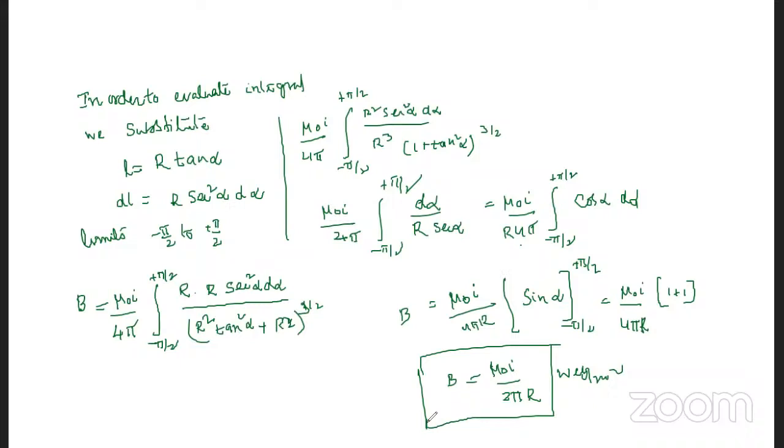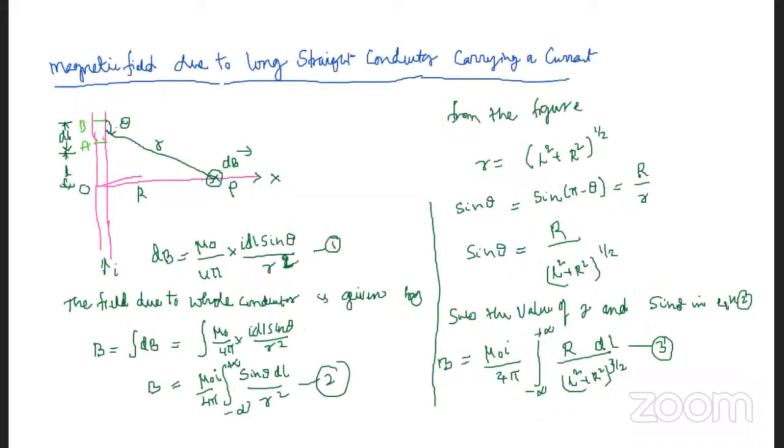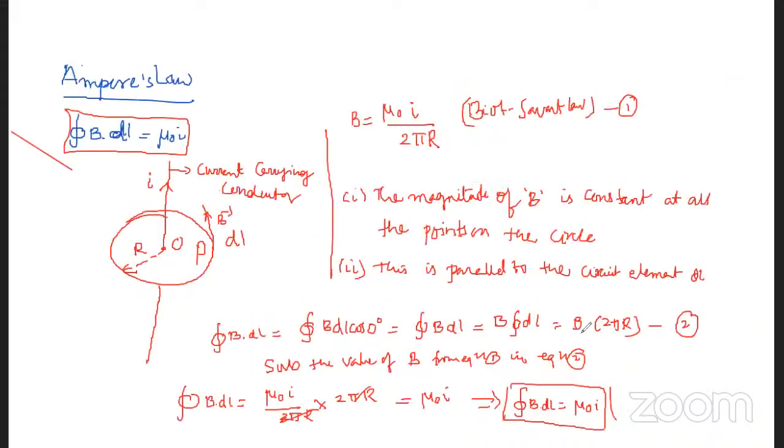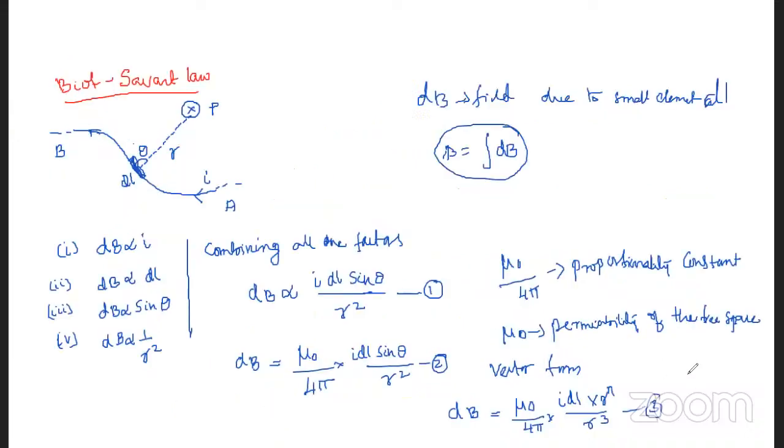In today's class, we have seen Ampere's law as well as the Biot-Savart law, and their applications. For the Biot-Savart law, we considered a current carrying conductor of arbitrary shape carrying a current I. We have to calculate the magnetic field due to this conductor at a point P, located at a distance of r from the small element dl.